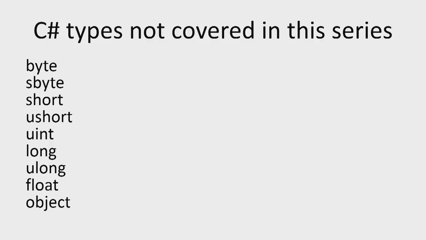There's a whole bunch of built-in types that we're not going to talk about past this slide in this series. They are byte, sbyte, short, ushort, int, uint, long, ulong, float, and object. I already mentioned float as being the single precision floating point type. Most of the rest of these are integers of various different sizes. And object is the root type of C#, and it's used in object-oriented programming. That's why object-oriented programming is called object-oriented programming.